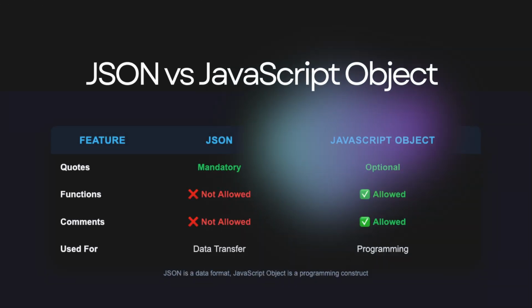If you can see here the difference between JSON and JavaScript object, these are self-explanatory. Quotes are mandatory in JSON and optional in JS object. Functions and comments are not allowed in JSON but allowed in JS object. And finally, JSON is used for data transfer and JS object is used in programming. So JSON is a string-based data format while JavaScript objects are in-memory data structures.